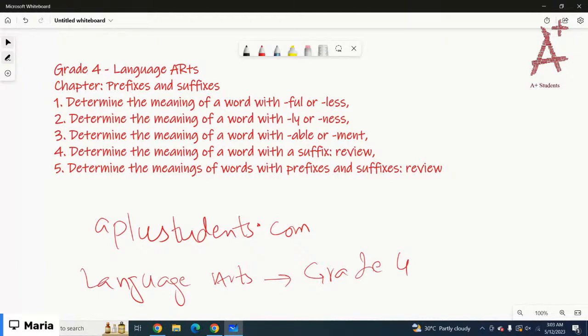We're going to start with the chapter prefixes and suffixes. Here are the lessons we're going to cover today: determine the meaning of a word with full or less, determine the meaning of a word with ly or ness, determine the meaning of a word with able or ment, determine the meaning of a word with a suffix review, and determine the meaning of words with prefixes and suffixes review. Let's start with the lesson.